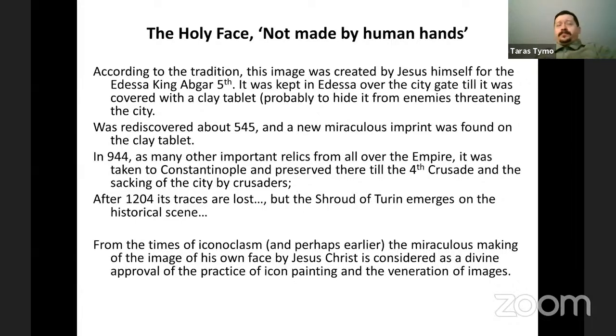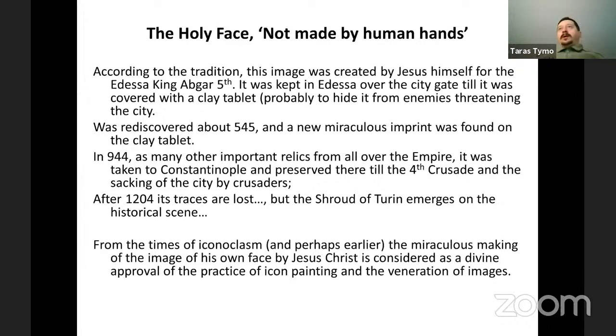But there are none. So some scholars suppose that the image that was kept in Edessa was actually the same thing as the Shroud of Turin. It simply was folded in such a way that only the face or the upper chest and face of Jesus was visible. And we see on the actual shroud the traces of folding that would well coincide with this theory.